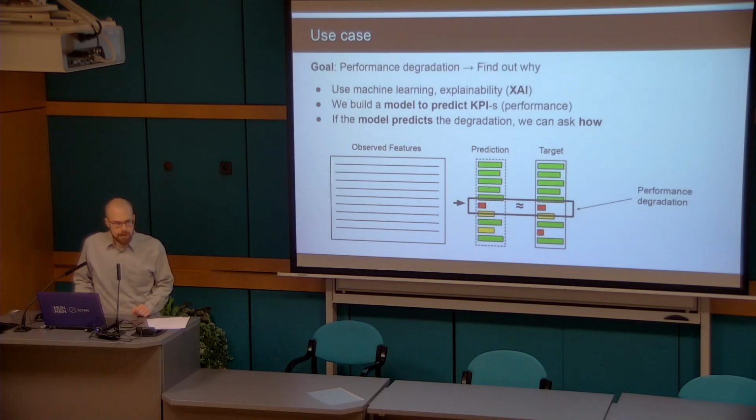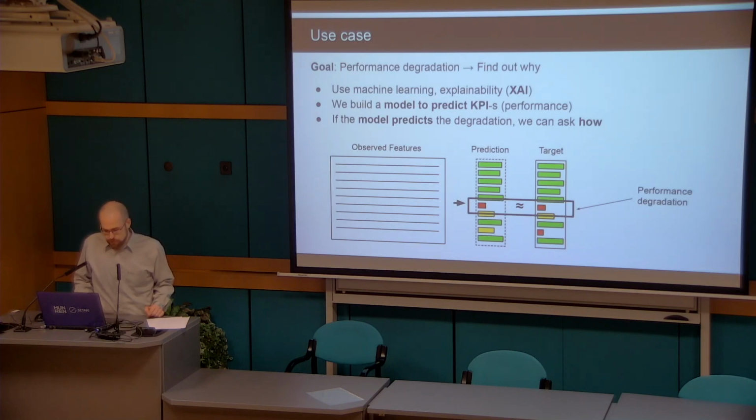So the problem domain was something introduced to us by Ericsson. What they wanted to do is to find out the causes of performance degradation in their systems. So there's a large radio network, and we can measure the performance. For example, in download speed, usually it's good, but sometimes it degrades, and we want to find out why the degradation happened.